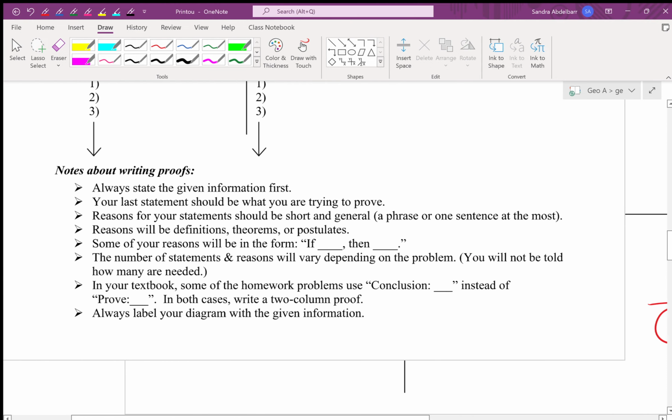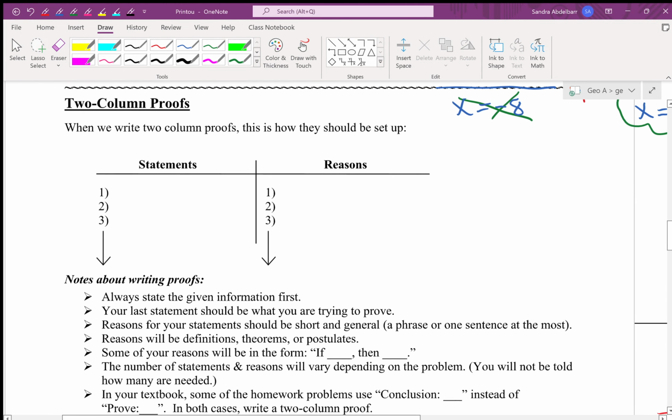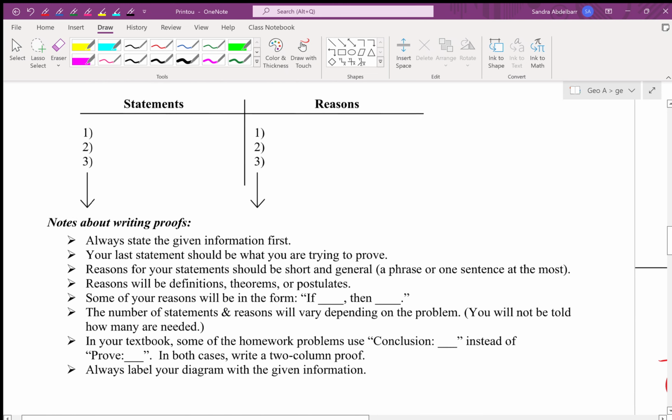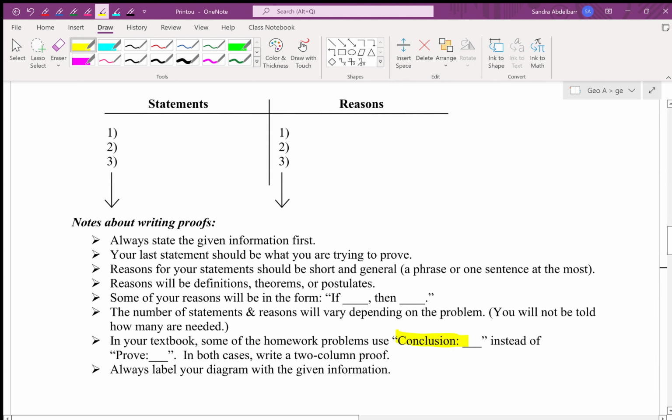All right, other things about two-column proofs. The very first statement will always be your given information. Other things, in your textbook, you'll see the word conclusion sometimes. I'm highlighting it here. The word conclusion is the same as prove. It means they want you to prove it.